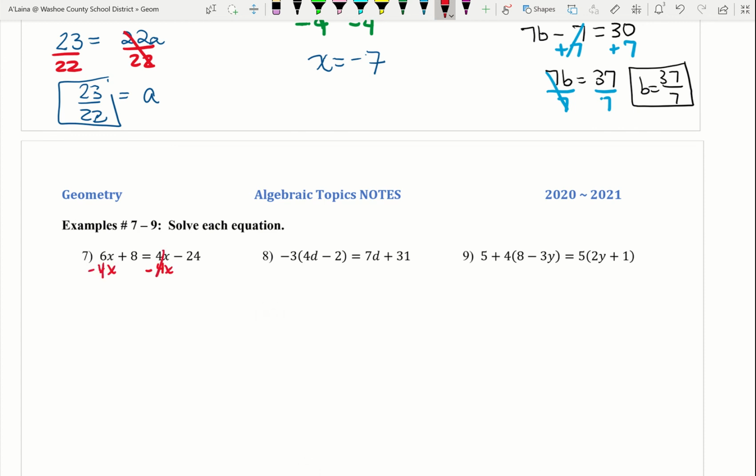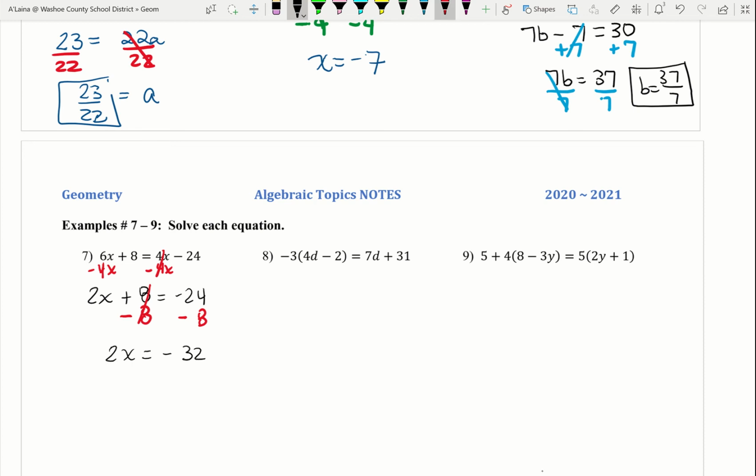Notice that it started off with a positive 4. I'm going to cancel it through addition and subtraction only when you are dealing with variables that are on both sides and you're trying to eliminate an entire term. I'm going to rewrite this as 2x plus 8 equals negative 24. Next, I will eliminate any addition or subtraction. So 2x is equal to negative 32.